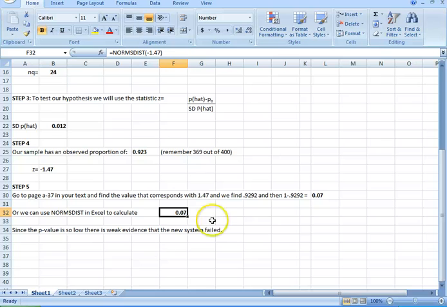Now that we have this number, we can make the statement that the p-value, the 0.07, is so low that there is weak evidence that the new system failed. So there you go, a good example of that problem. It should help you out with your MyStatsLab problems.